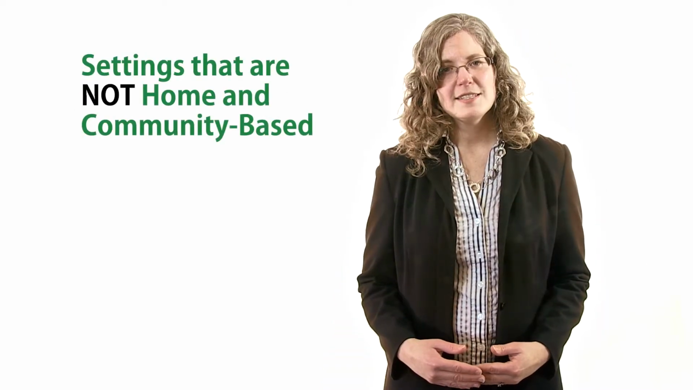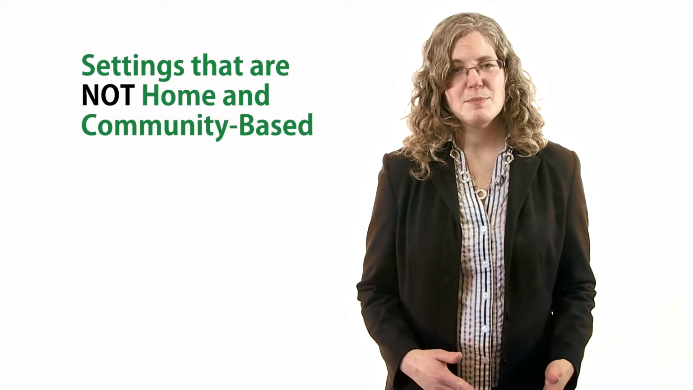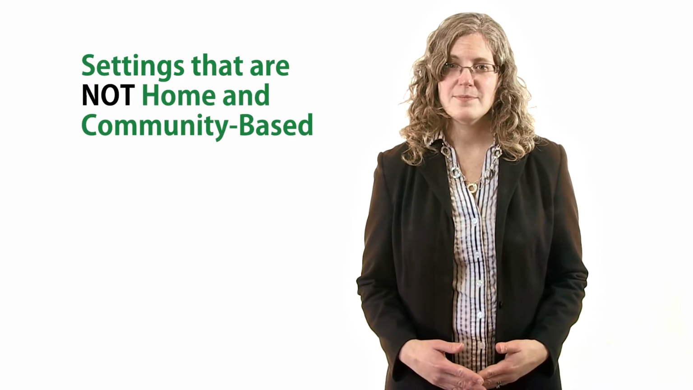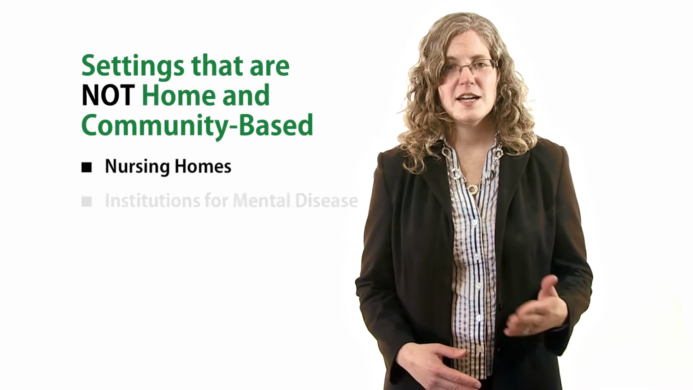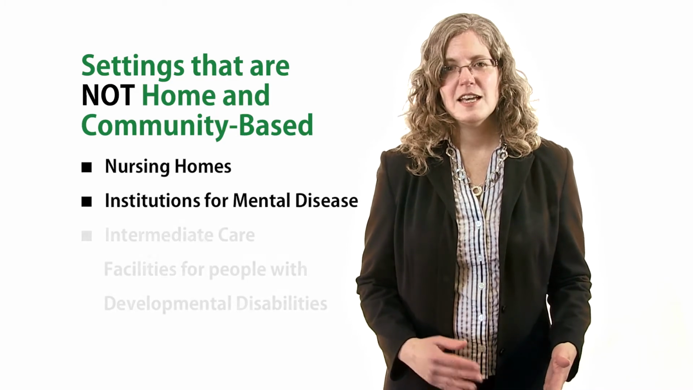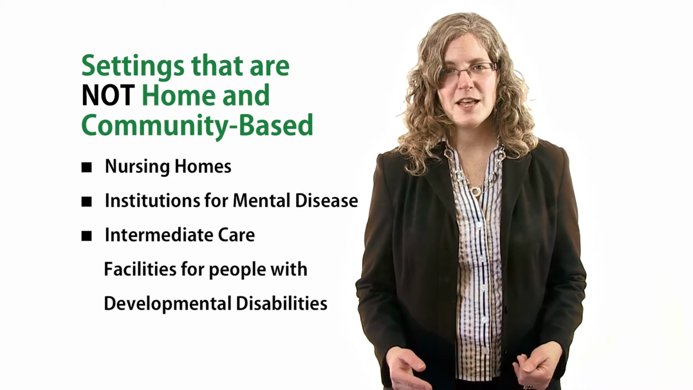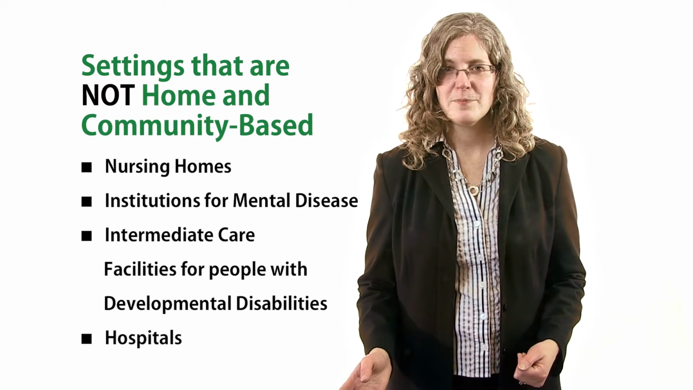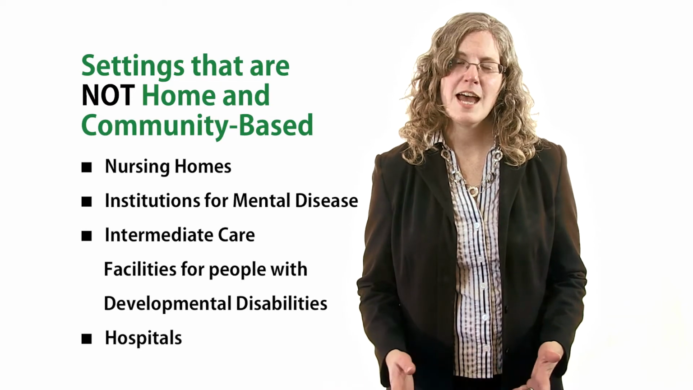The rule identifies settings that are not home and community-based because they are considered institutions. These include nursing homes, institutions for mental disease, intermediate care facilities for people with developmental disabilities, and hospitals. Home and community-based services cannot be provided in these settings. The rule also identifies settings that are presumed not to be home and community-based and require the state to submit evidence to the Centers for Medicare and Medicaid Services to show how these settings are, in fact, home and community-based.